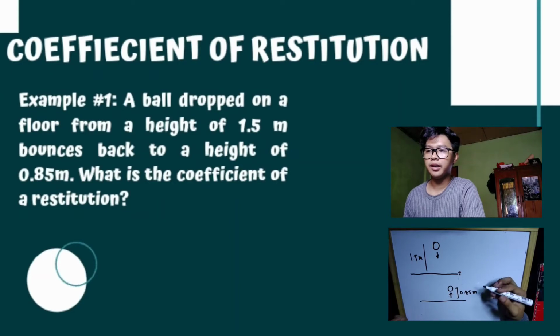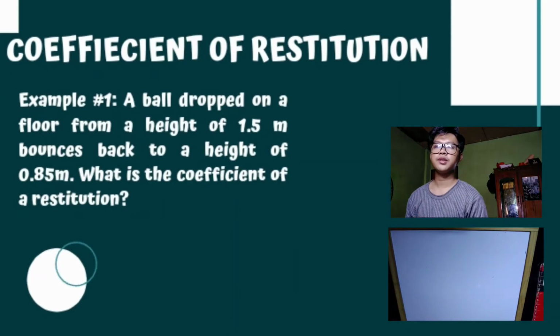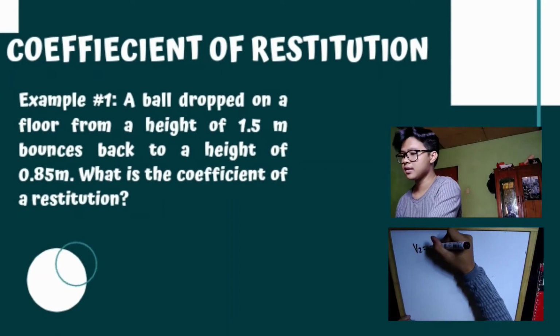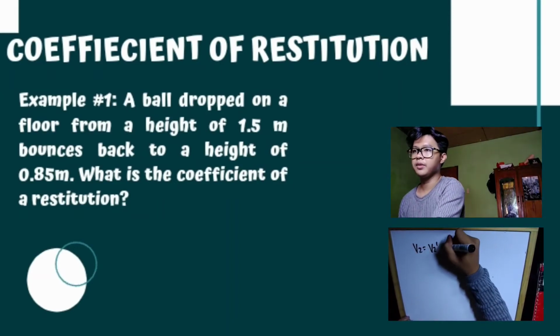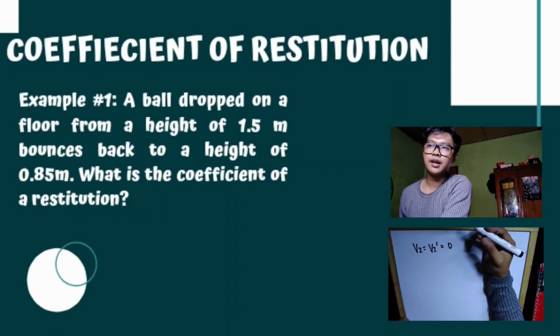So, yung ball, i-consider natin as object 1. And yung floor naman is the object 2. Before the collision, of course, yung floor ay hindi gumagalaw, at rest lang siya, same after the collision. So, ibig sabihin, we have v2 equals v2 prime equals 0. So, i-consider natin yung pataas as positive and yung pababa naman is negative.